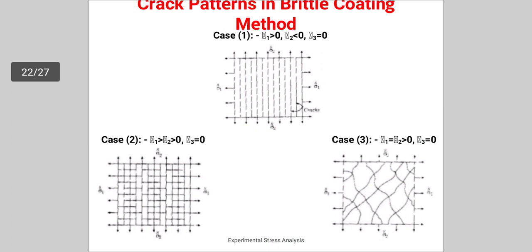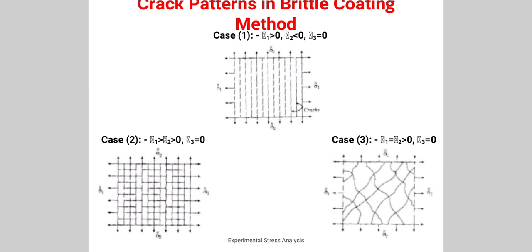Now we'll discuss the different crack patterns which are produced in the brittle coating method. Sometimes what happens, if the body is subjected to force in the direction of x, the stresses are developed in the direction of x. If the body is subjected to force in the direction of x and y, then stresses are also developed in the direction of x and y. If the value of force increases beyond the limit, at that time the stresses are induced in a number of directions, that is, the stresses are induced in the direction of x, y, and z.